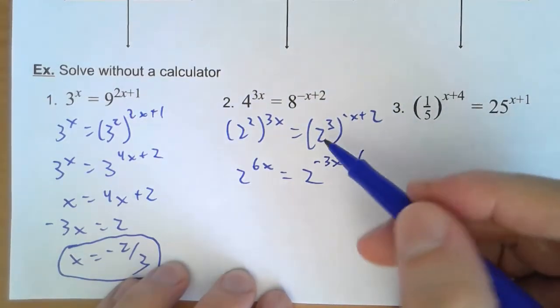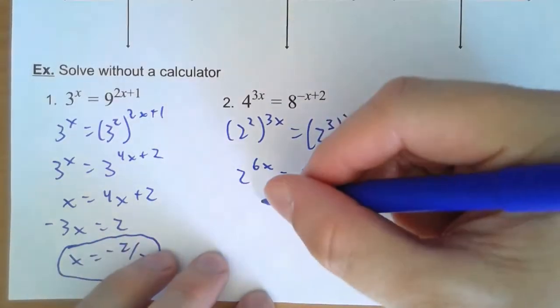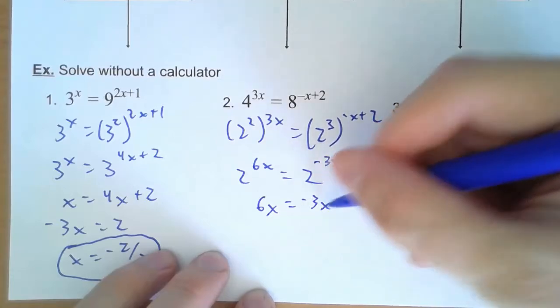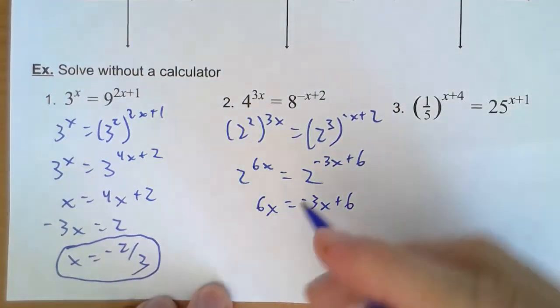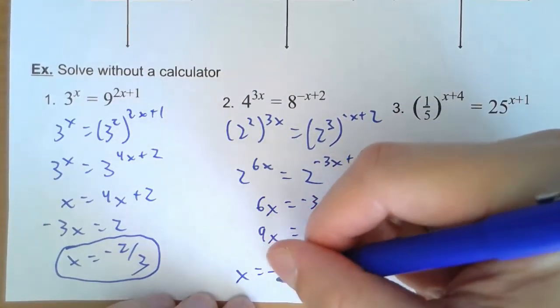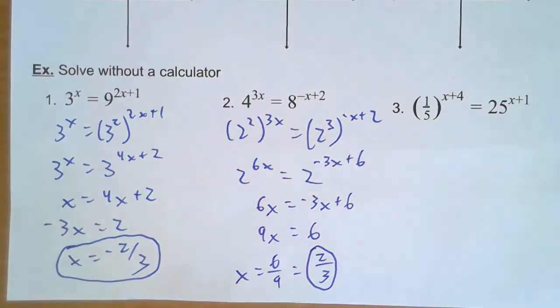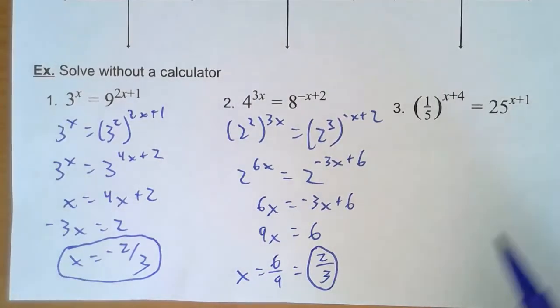Let's make sure you distribute there, multiply the 3 by both of those. Then if the bases are the same, the exponents have to be the same. So 6x is negative 3x plus 6. Add the 3x over. Divide by the 9. We get 6/9, which of course simplifies to 2/3 again. Just a coincidence. It's not like every one of these problems is going to have 2/3 as an answer, right? Okay. Why don't you go ahead and try number 3 there. Write both sides of the equation so that both sides have the same base, and then solve for x.